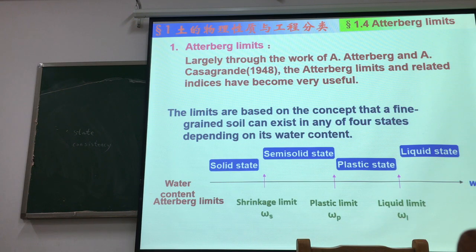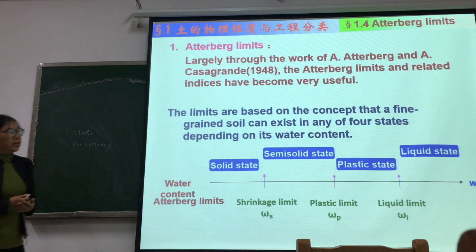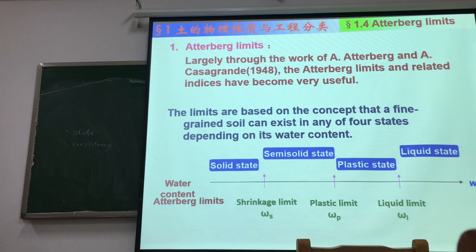We know the cohesive soil will be in three states, liquid state or plastic state or semi-solid state or solid state, depending on the water content. Okay. When cohesive soil is in a liquid state, it can flow like water.